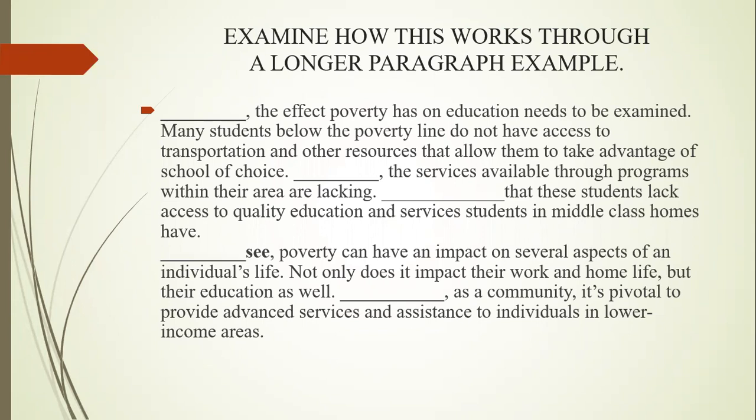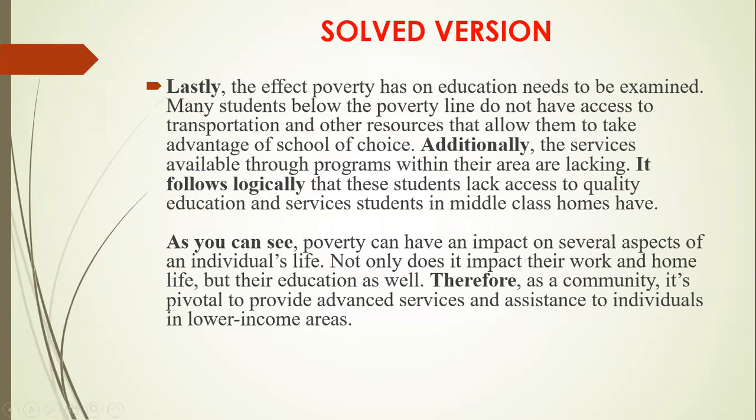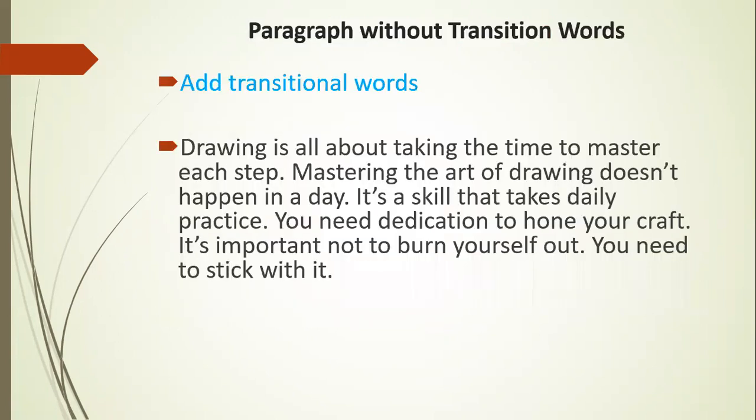All right, let's check if you are done. Can we check that you have done it correctly? Here is the answer key. The first is lastly, then additionally, it follows logically, as you can see, and then therefore. Almost everywhere these are used at the beginning, and soon after the transition word or phrase, a comma has been marked.